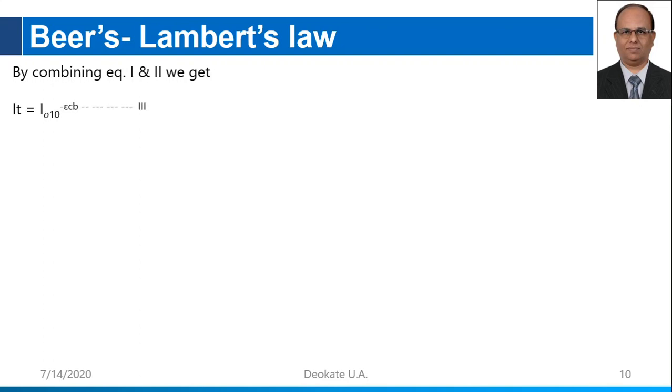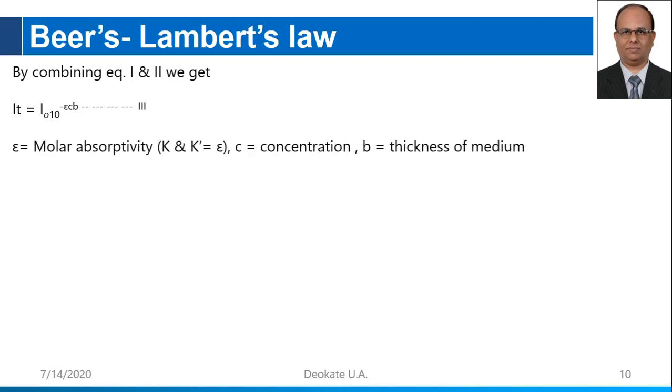So by combining equation 1 and 2, we get a final equation: I equals I0 to the base 10 to the power epsilon Cb, where epsilon is called the molar absorptivity, and this constant is a combined constant of k and k dash. If we combine k and k dash, it gives you the value of epsilon, and that is called the molar absorptivity. C is the concentration and b is the thickness of the medium, that is the path length. So we get this equation: I equals I0 to the base 10 epsilon Cb.